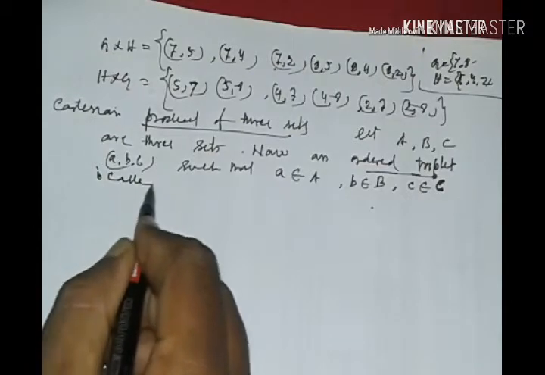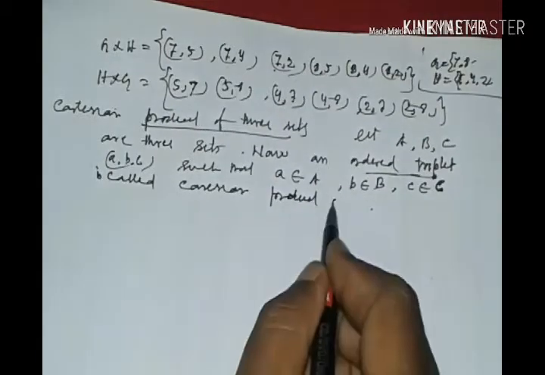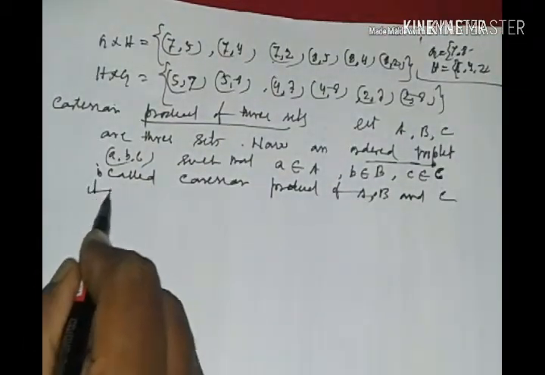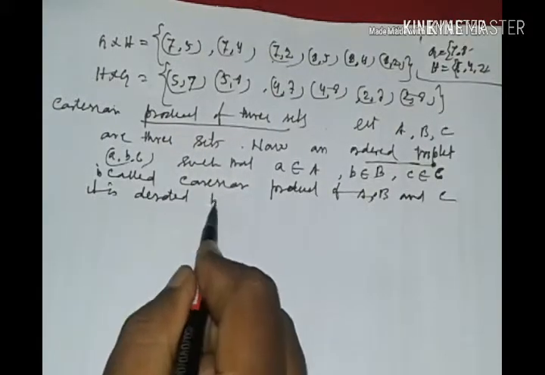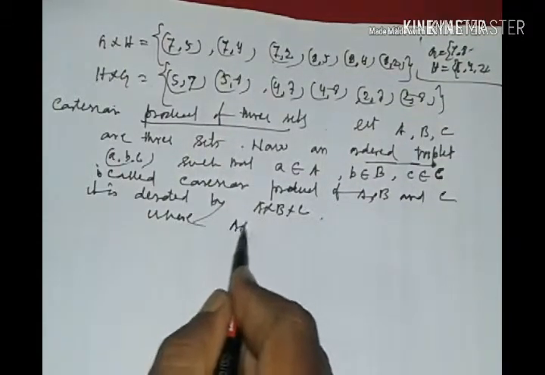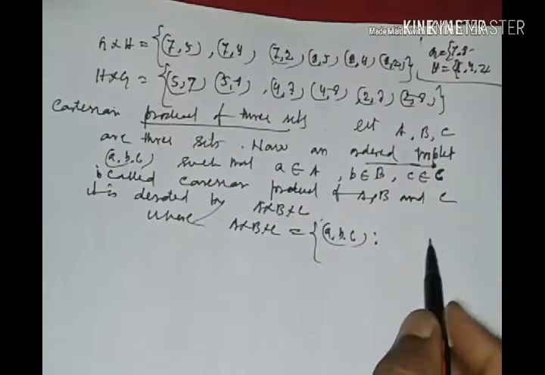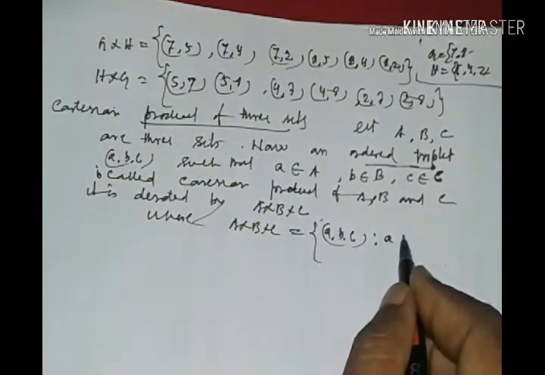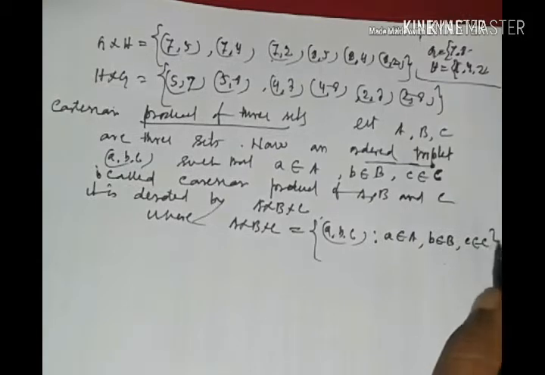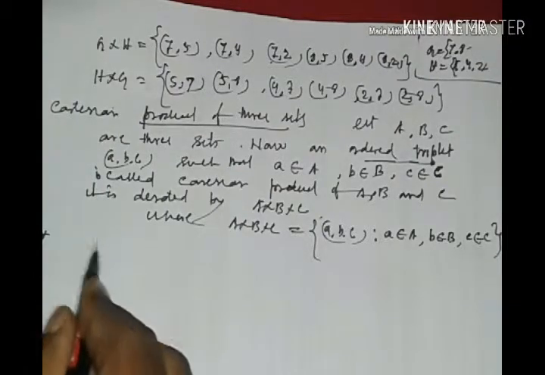Is called the Cartesian product of A, B, and C. It is denoted by A × B × C, where A × B × C means an ordered triplet such that the first component belongs to the set A, the second belongs to the set B, and the third belongs to the set C. We can take an example. This is also exercise number 2.1.